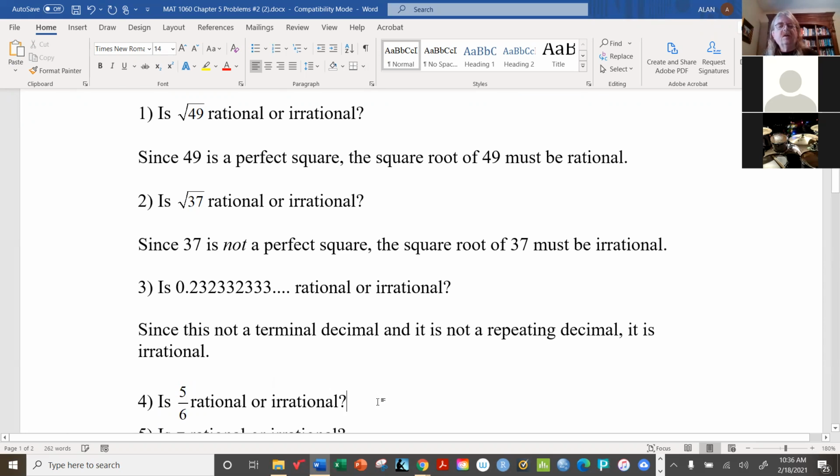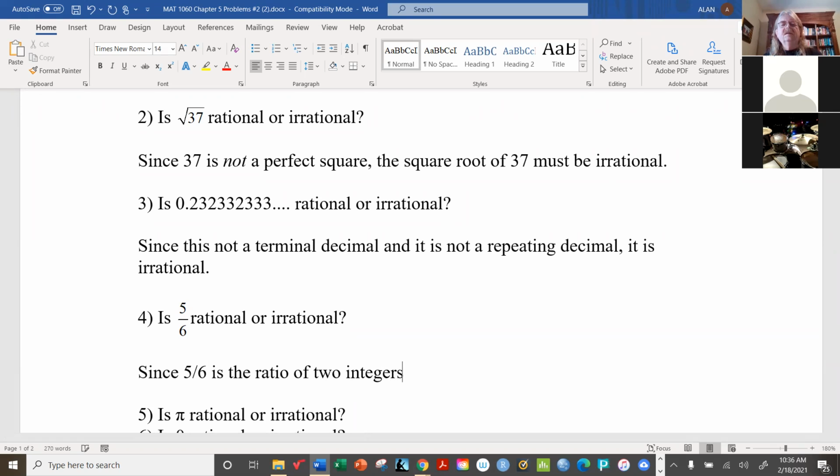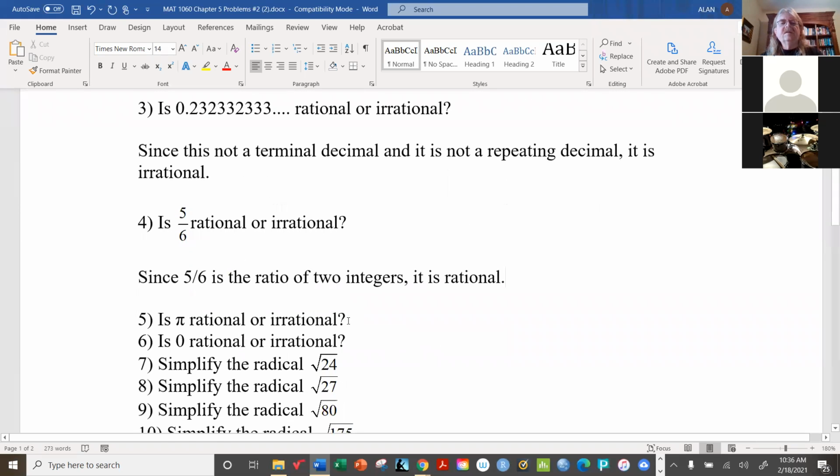All right, now let's see what's next. Oh, well, this one is pretty open and closed. Is 5/6 rational or irrational? Since this is the ratio of two integers, it is rational. Okay, because that's what rational actually means. So that one is pretty open and shut.